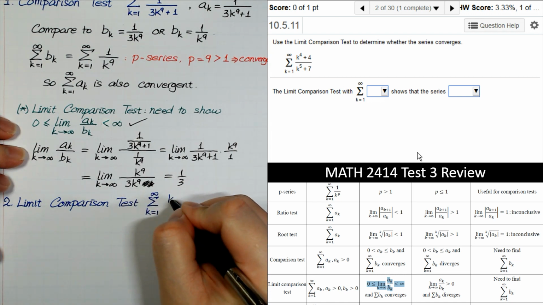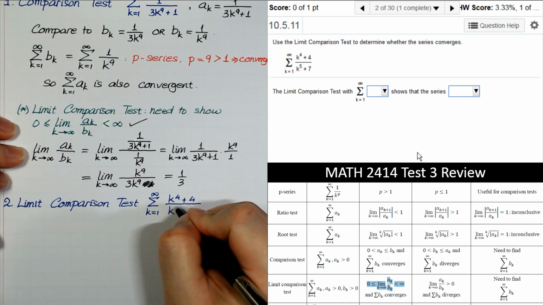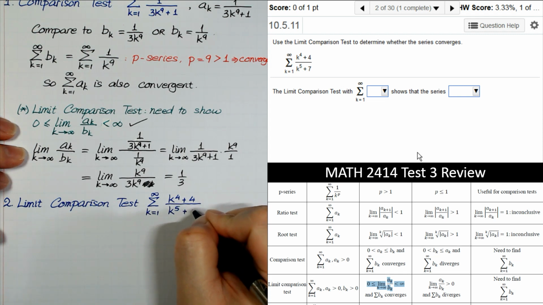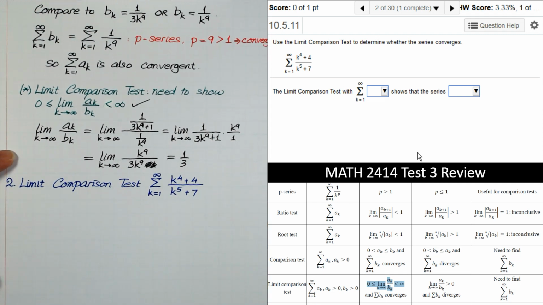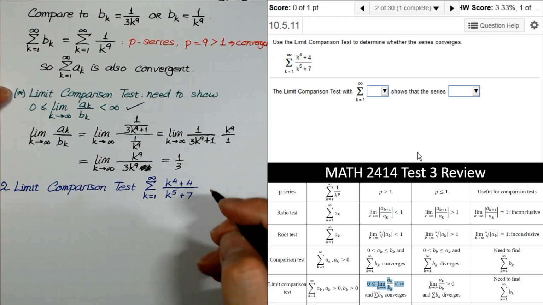We have k to the 4th plus 4 and k to the 5th plus 7. Right. So in this problem, of course, a sub k is going to be that term.